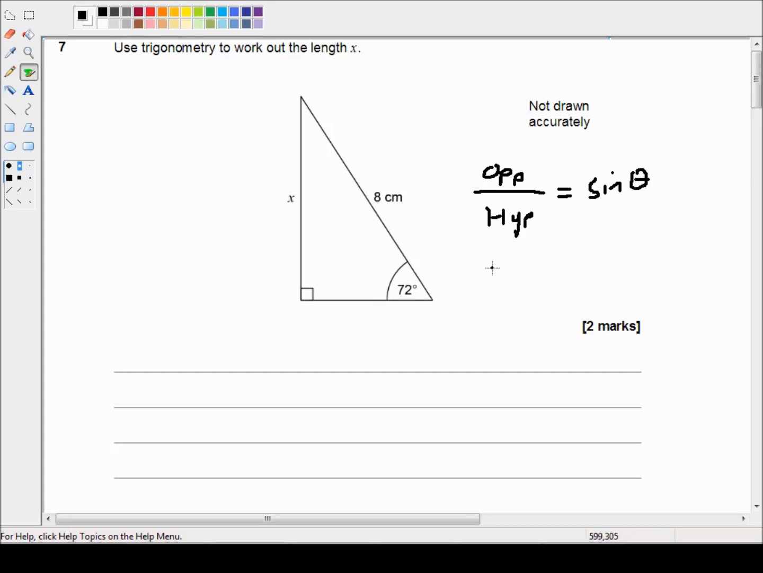Plugging the values in, x over 8 is equal to sine 72 degrees, which means x is equal to 8 times sine 72 degrees. Okay, so from this point on we're actually going to need our calculator.